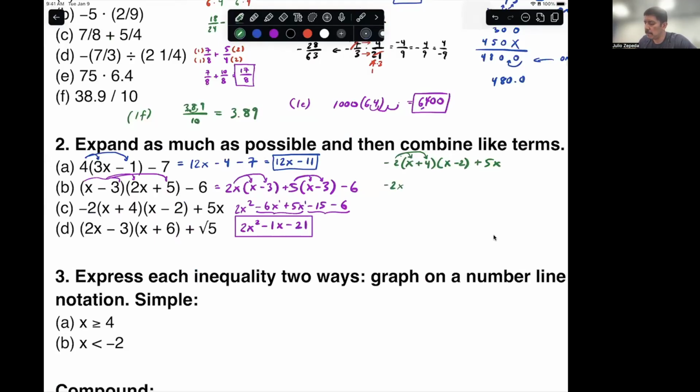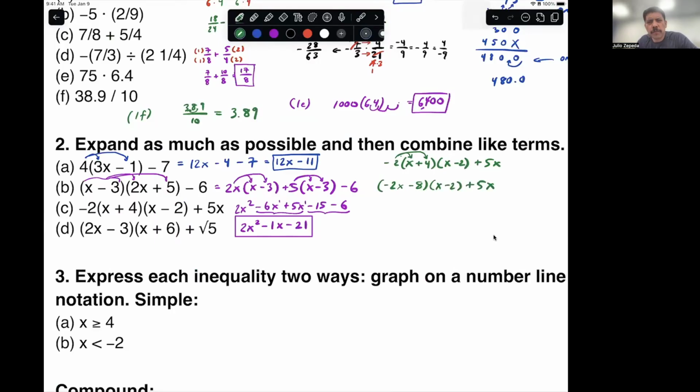Negative 2x minus 8. Now, this would still be in parentheses here because we're multiplying three factors, and the factors are negative 2, x plus 4, and x minus 2. So once we multiply the negative 2 to the x plus 4, that is still a factor itself that needs to be multiplied with the x minus 2. So we're going to multiply with the x minus 2.